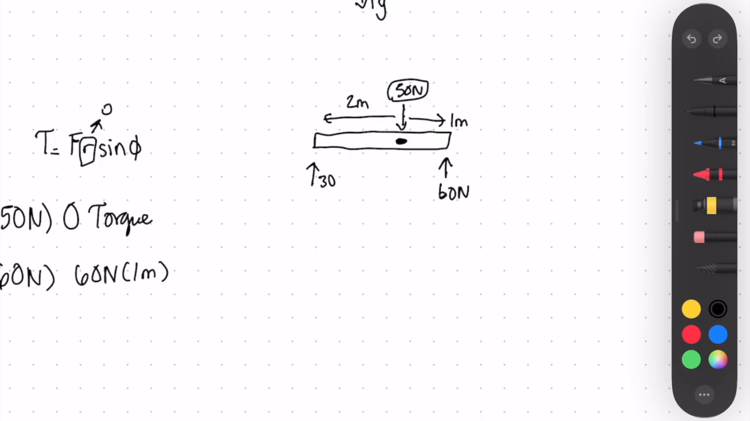Otherwise, for your torque problems, going to the left or going to the right doesn't matter. What does indicate any sense of direction, or any sense of sign, being negative or positive torque, is what direction the rod is going to rotate in. So if it's clockwise, it's negative. If it's counterclockwise, it's positive.